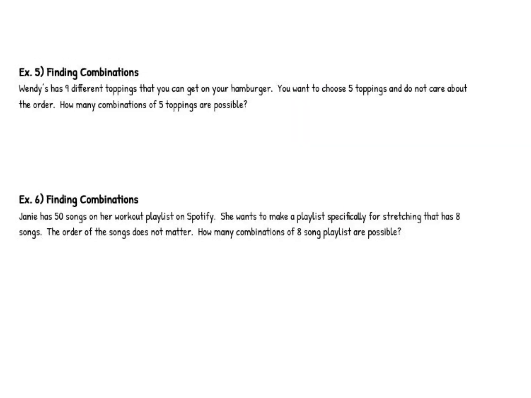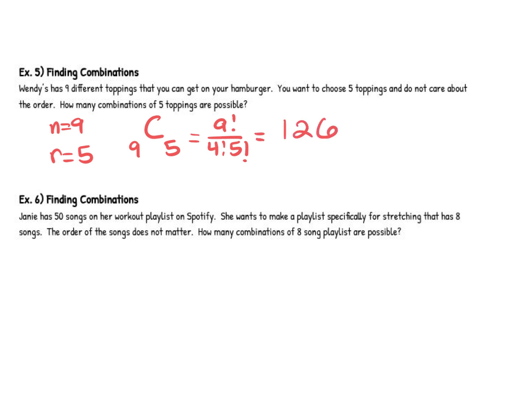Let's try these 2 examples. Wendy's has 9 different toppings you can get on your hamburger. You want to choose 5 toppings and do not care about the order. How many combinations of 5 toppings are possible? So our number of objects is 9 for those 9 different toppings. We're choosing 5 of them. So 9 choose 5, 9 factorial over 4 factorial times 5 factorial is going to give us 126. I want you guys to try example 6. Pause the video and come back for the answer.